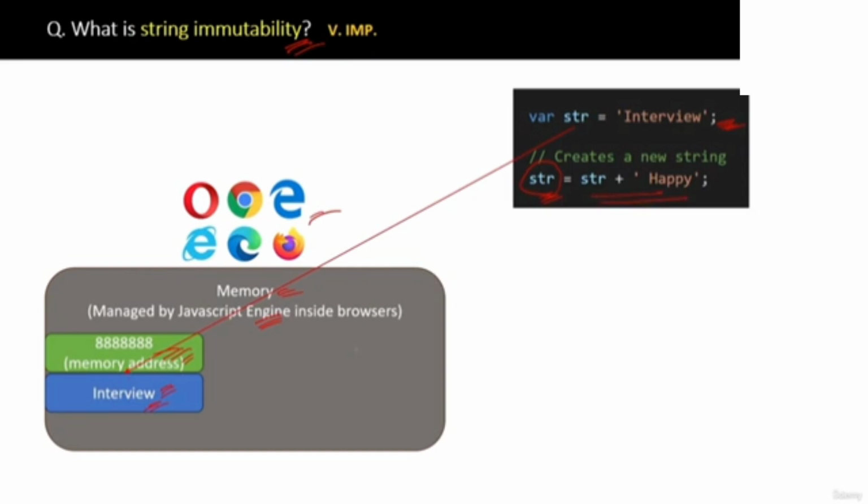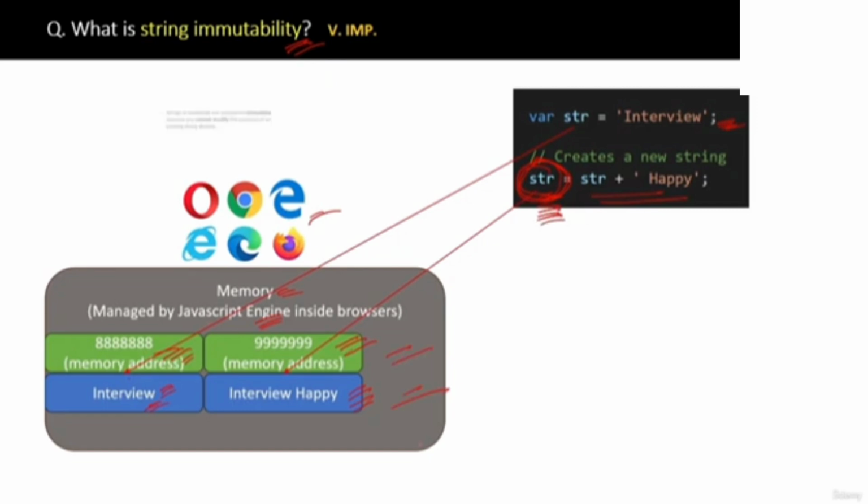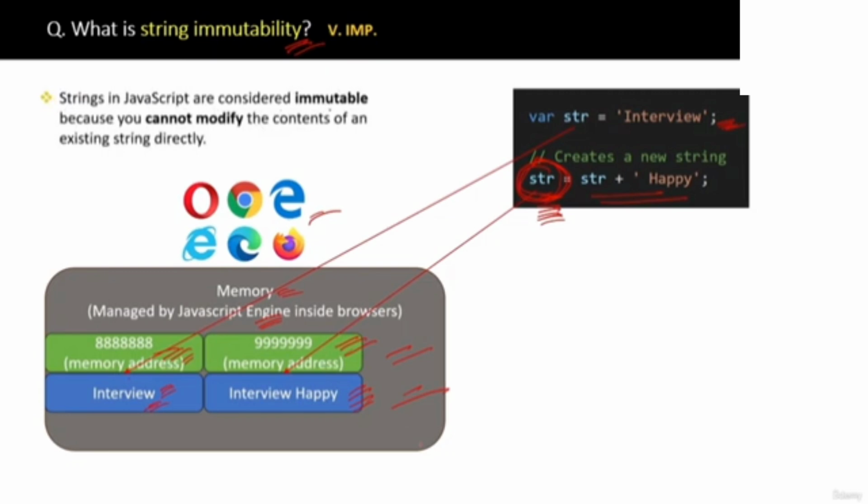In fact, for the modified string, a new memory address will be allocated and the new value of the modified string will be stored over there. And that is string immutability. Immutable means a thing that cannot be modified or changed. And strings are not modifiable and therefore they are immutable. Every time we change the string, internally we are creating a new string in the memory. So the final conclusion is, strings in JavaScript are considered immutable because you cannot modify the contents of an existing string directly. Now this concept is like a bookmark in your memory, right?